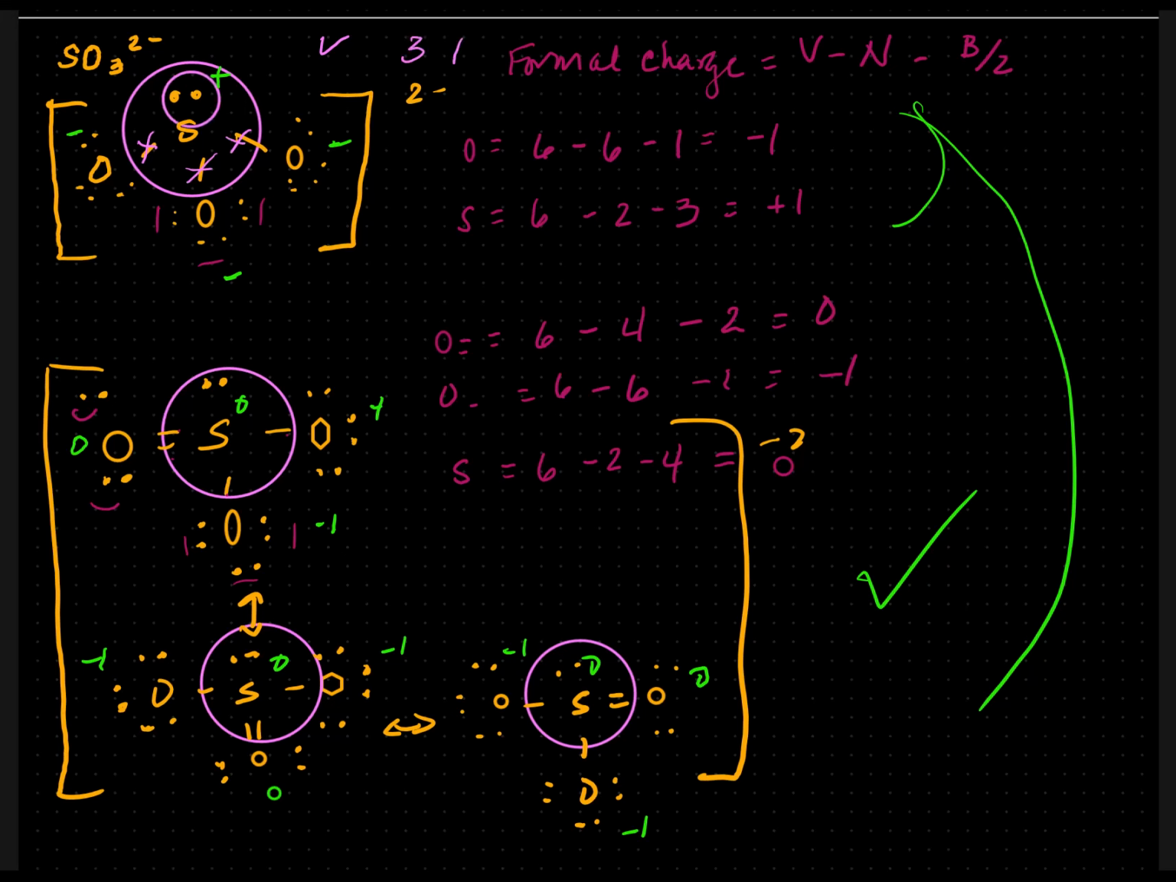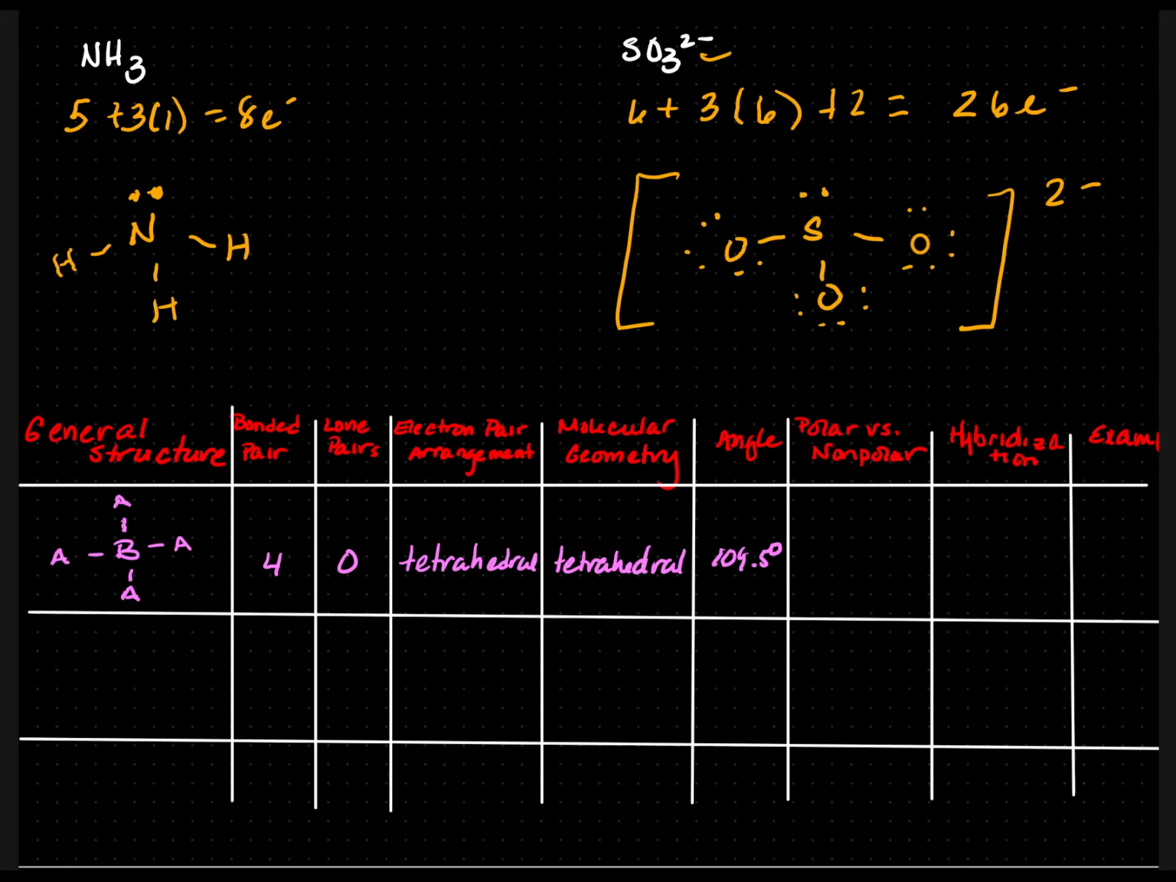If I look at my bottom structure, I have 3 bonded, 1 lone. This is 1, 2, 3 bonded, 1 lone. This one too, 1, 2, 3 bonded, 1 lone. And if I look at NH3, same thing. I have 1, 2, 3 bonded, 1 lone. So we have 3 bonded pairs and 1 lone pair.